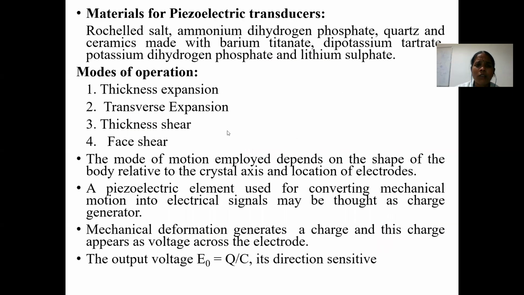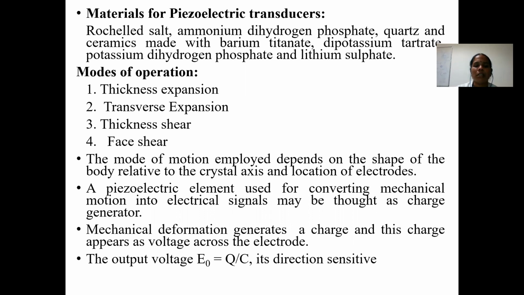The materials that can be used for piezoelectric transducers are Rochelle salt, ammonium dihydrogen phosphate, quartz, ceramics made with barium titanate, dipotassium tartrate, potassium dihydrogen phosphate, and lithium sulfate. We will be mostly using Rochelle salt for piezoelectric transducers. There are four modes of operation of the piezoelectric material: thickness expansion, where the thickness will be expanded, or transverse, where the opposite ends will be expanded, or thickness shear or face shear.